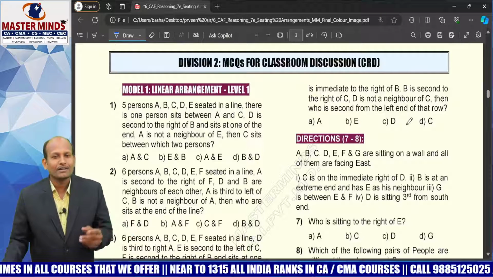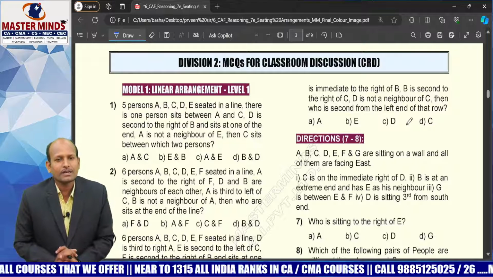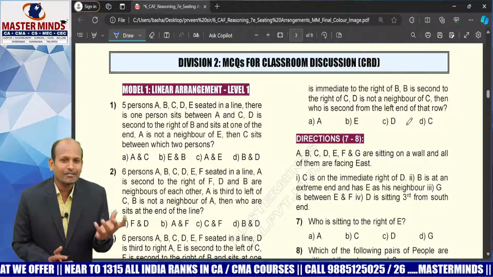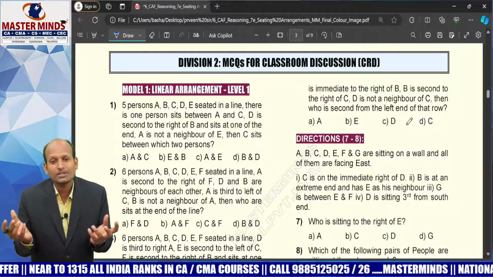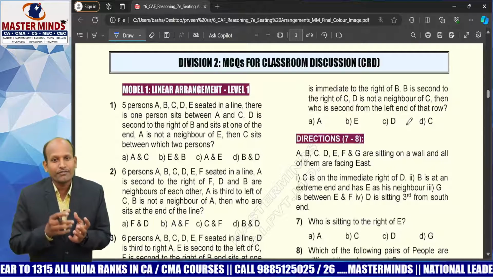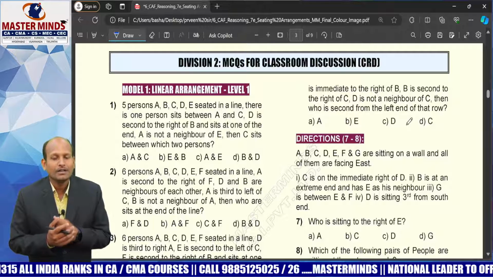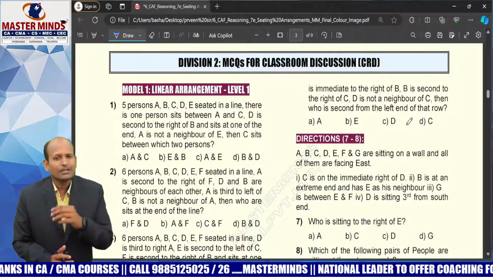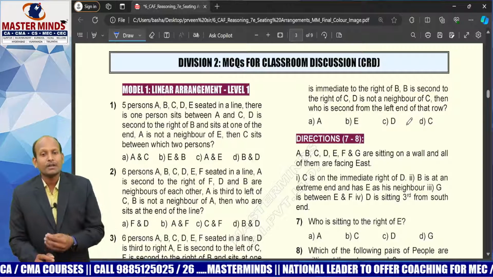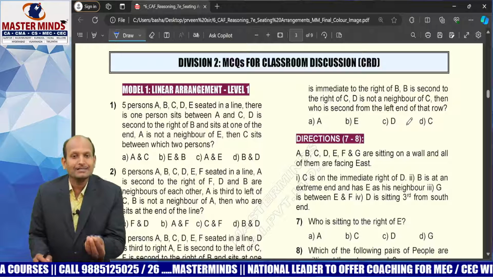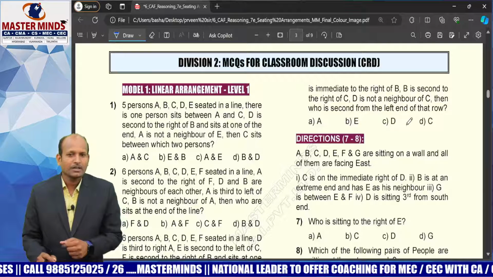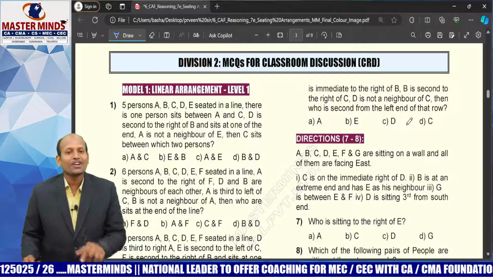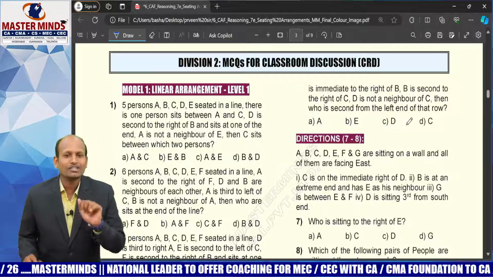Sir, why is it different? Because in single line seating arrangement, the theory is different and the presentation of the question is different. So if you go for the question explanation, automatically you can get confidence on the theory also. There is no separate theory for seating arrangement. How you are presenting the letters is the theory for seating arrangement. That's why we are explaining the theory in the explanation of the question.